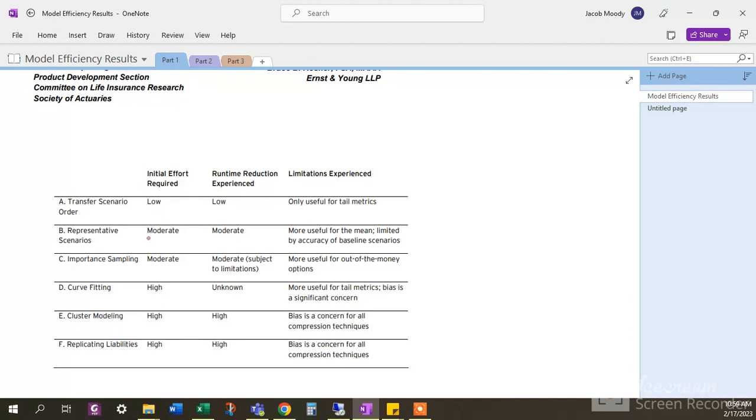And so let me see if I got it all. The initial effort required, I'd say it was probably moderate, just because it might have been a little bit more difficult academically to process, but once it was there, it'd probably be pretty easy to implement in the future. And then the runtime reduction, that was moderate. And so again, it's useful for the mean, but it was limited, especially for the tail metrics.